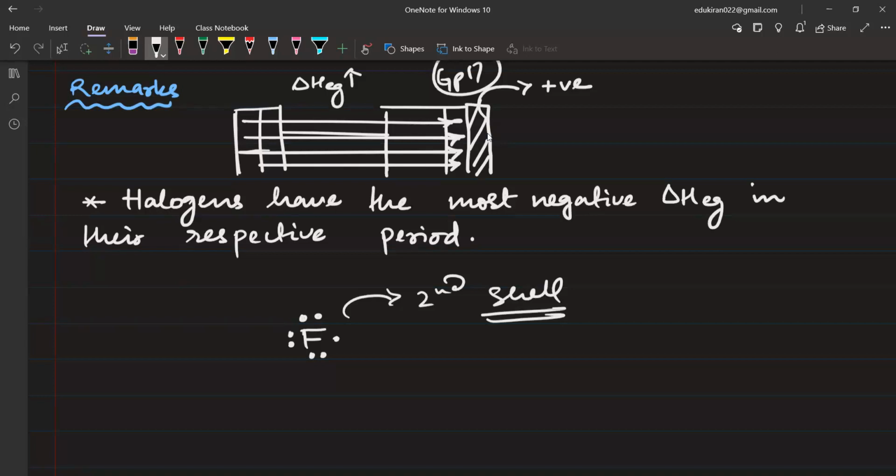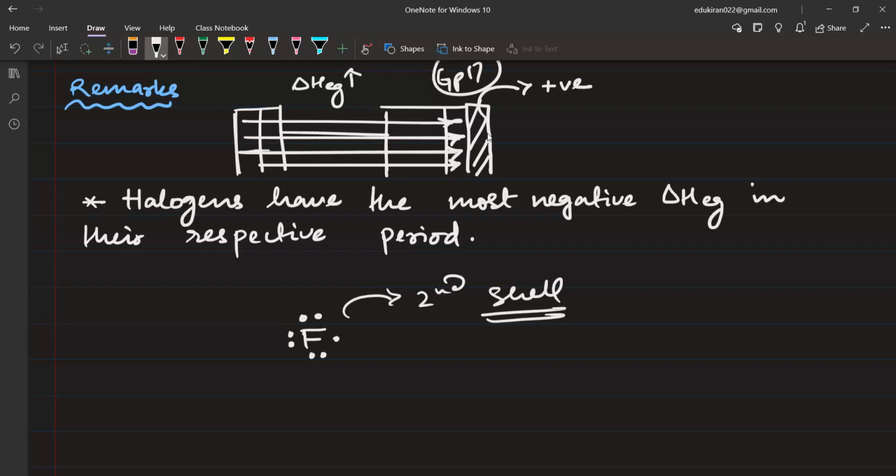Okay, so fluorine was very happy because fluorine was saying, see, I have very small size and my effective nuclear charge is also very high. That means I should have the highest electron gain enthalpy. But no.